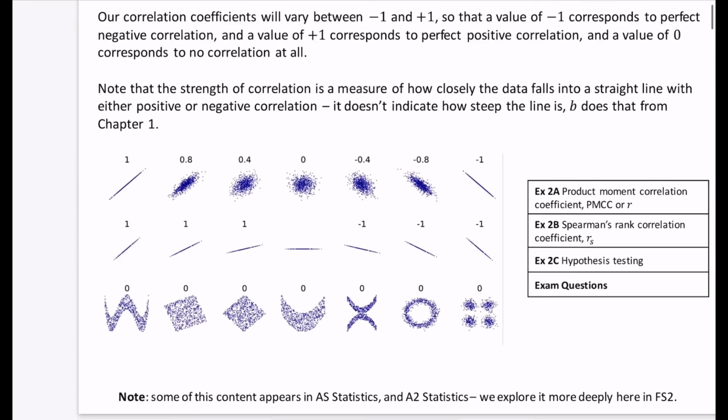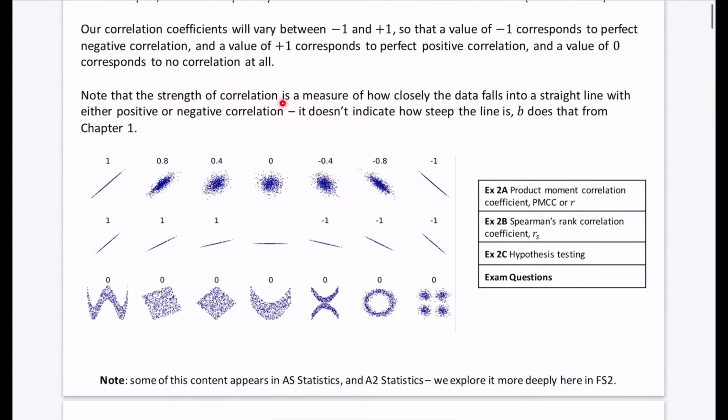Now, I'm just going to read through the sentence that I wrote above here. I've said, know that the strength of correlation is a measure of how closely the data falls into a straight line with either positive or negative correlation. It doesn't indicate how steep the line is. b, from chapter 1, does that. That's the main thing that you need to learn from this, right?